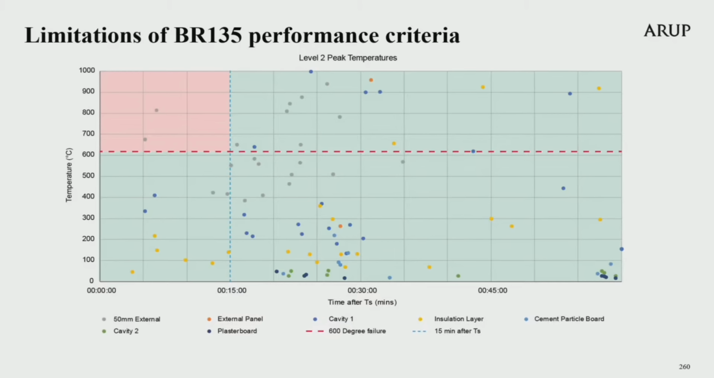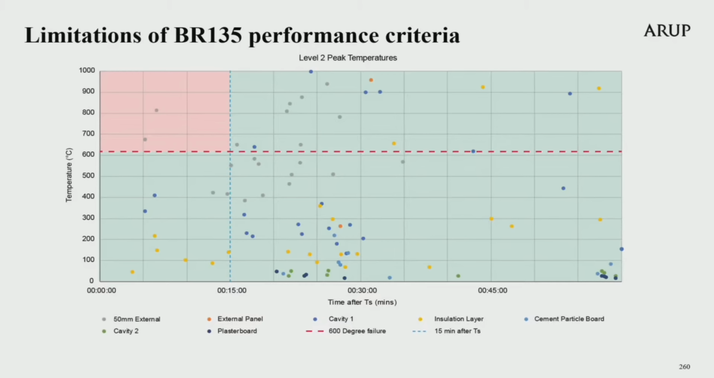On screen now are individual dots representing the peak temperatures measured at level 2 in each of the 21 tests and the time they occurred. I have also coloured the graph to indicate in red what would be considered a failure to meet the current BR 135 performance criteria, as shown in the red area there on the left-hand side of the blue dashed line.